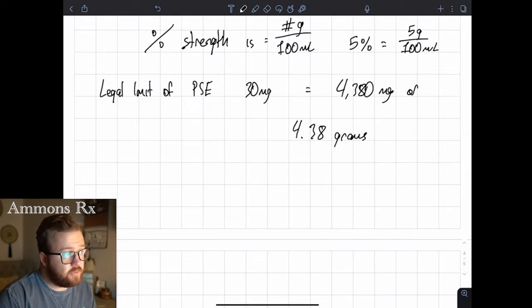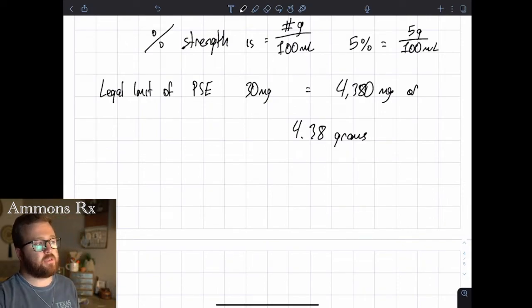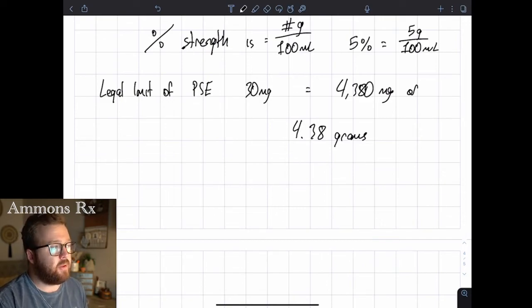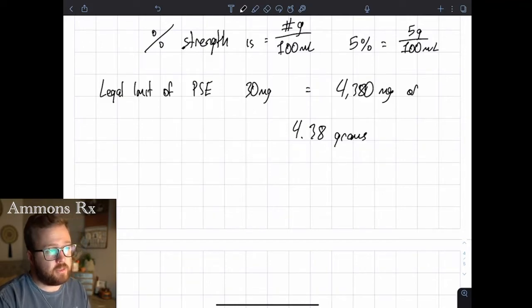Remember how many milliliters are in a teaspoon. Teaspoon, tablespoon, I think of them kind of at the same time. You have 5 mils in a teaspoon, you have 15 mils in a tablespoon, right? Because it takes 3 teaspoons to make a tablespoon.